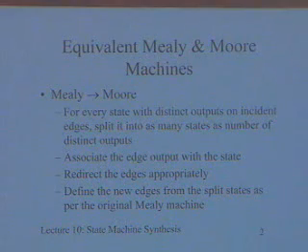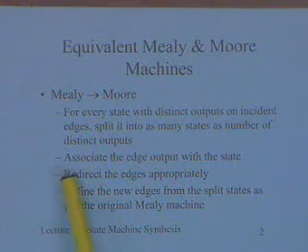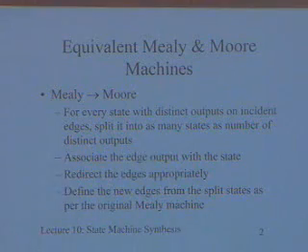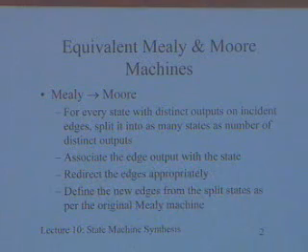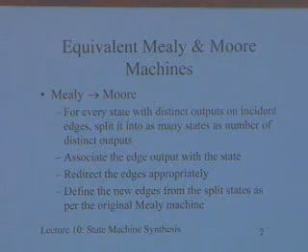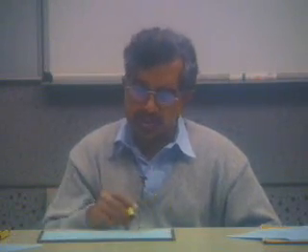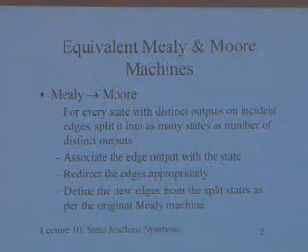If all incident edges have the same output associated, then that particular state does not split and it gets associated with that particular output. But if there are multiple outputs for the incident edges, then you split it into that many states as there are outputs and associate the edge output with the state. After all, one major difference between the way we look at the Mealy and the Moore is that in case of the Moore machine, the outputs are associated with the states, and in case of the Mealy machine, the outputs are associated with the transitions. So, we associate the edge output with the state.